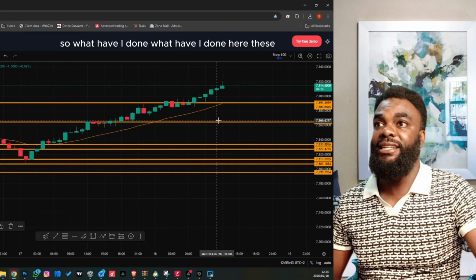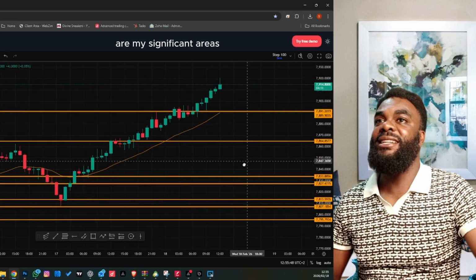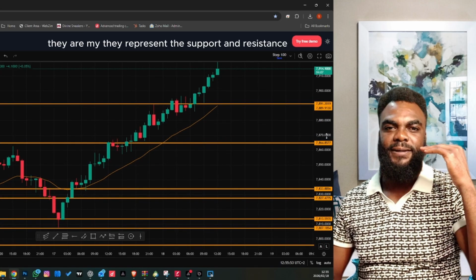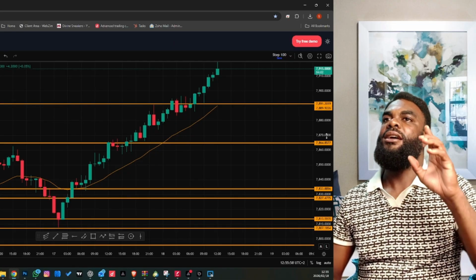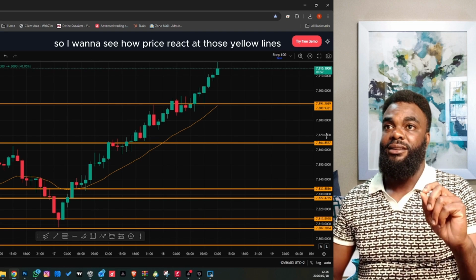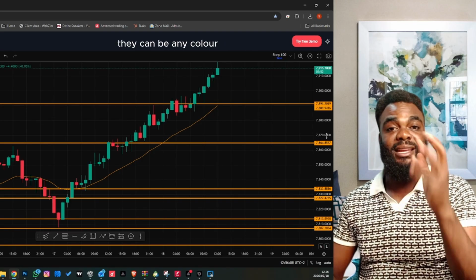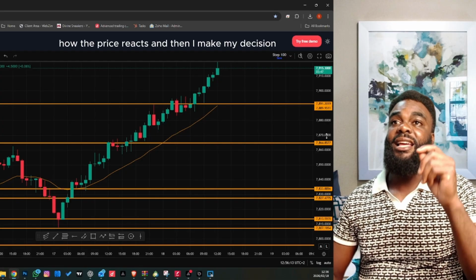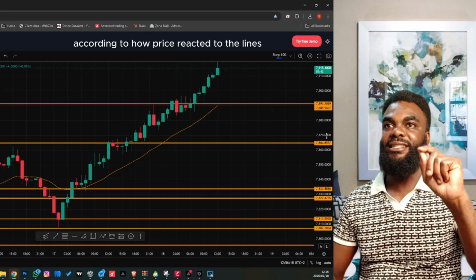What have I done here? These yellow lines that you see are my significant areas. They represent the support and resistance, which is a topic of another day. I trade from one yellow line to the next. So I want to see how price reacts at those yellow lines. They can be any color, according to the color that you like. How the price reacts, and then I make my decision according to how price reacted to the lines.